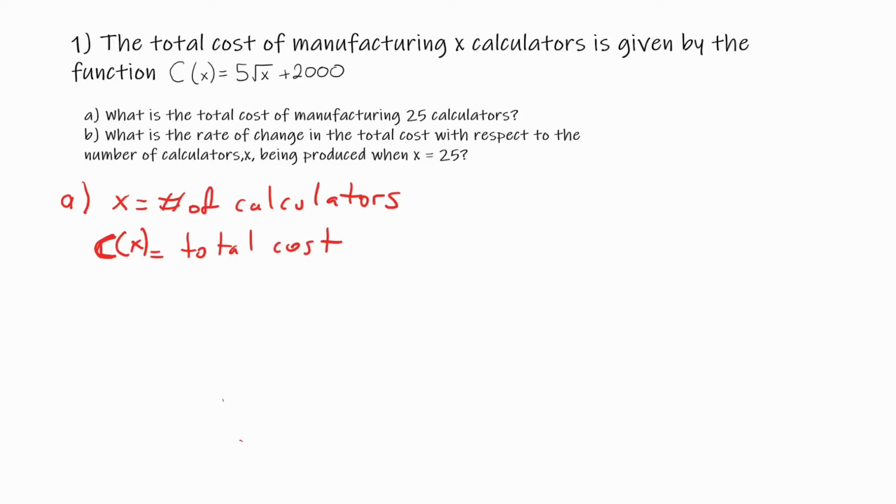For manufacturing 25 calculators, I know I have 25 calculators. That's my number of calculators, so that's going to be my x. And it asks me to find the total cost. So this is what I'm trying to find.